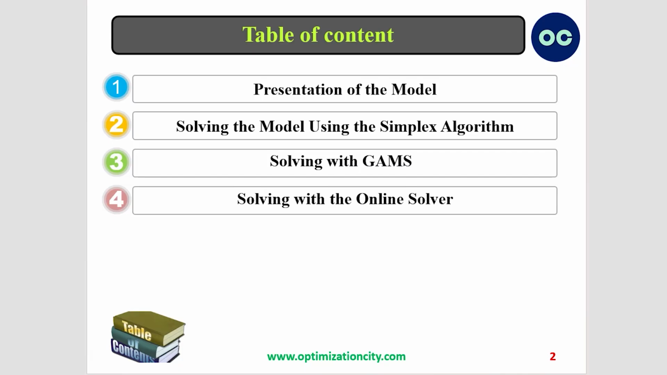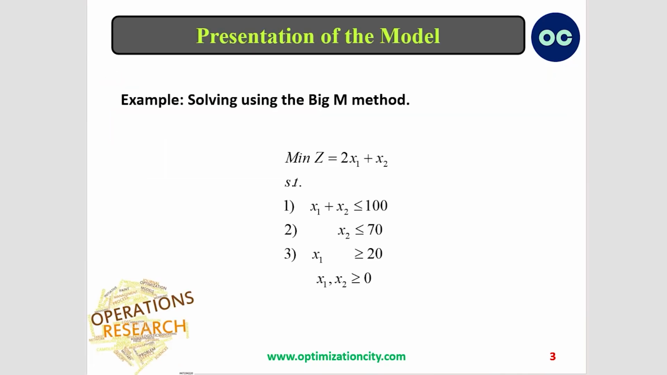All right, this is the model. Let's look at the model we are solving here. It has two variables, x1 and x2, and three constraints. x1 plus x2 is less than 100, x2 is less than 70, and x1 is greater than 20. x1 and x2 are non-negative.